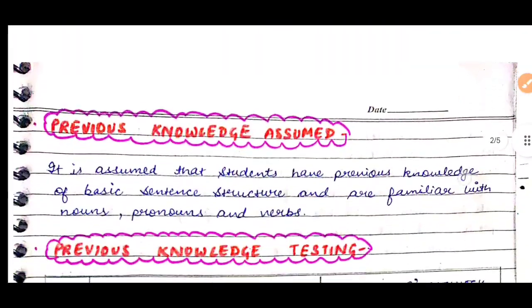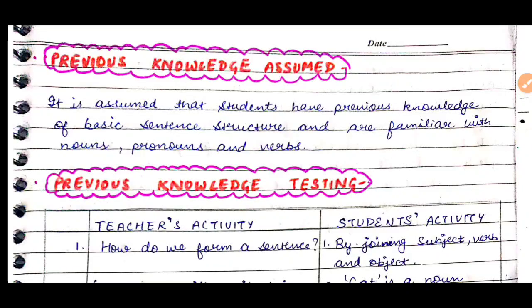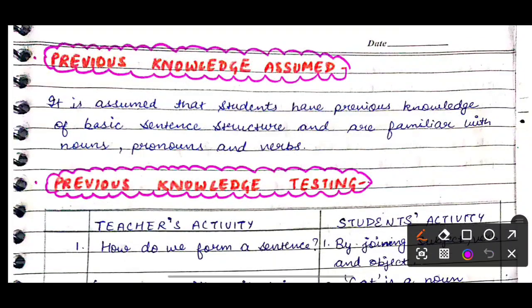Then the next heading in our lesson plan would be previous knowledge assumed. Here we write what previous knowledge students should have in order to learn this particular topic. It is assumed that students have previous knowledge of basic sentence structure and are familiar with nouns, pronouns and verbs, and the other grammar things that are there.